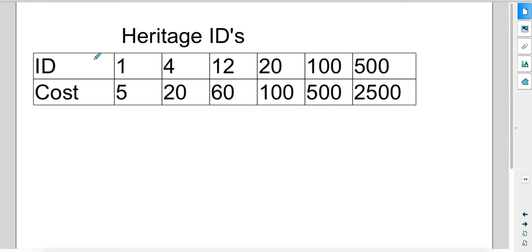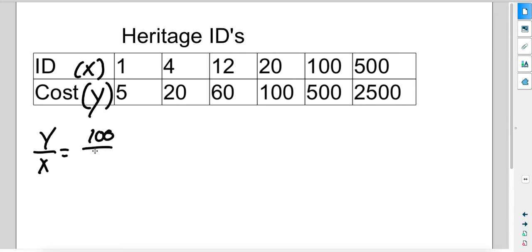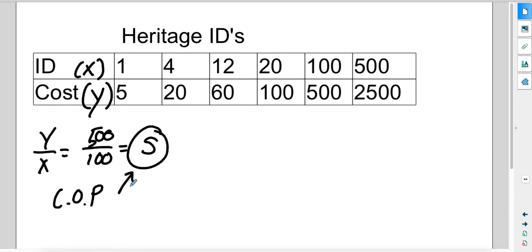So in this example, x is going to be the number of IDs. This is my independent variable. y is my cost. And I can pick any of these pairs. I'll just pick 100, so y over x. My y value is 100. My x value is 100. My y value is 500. My x value is 100. And if I divide this, I'm going to get 5. So my COP just by itself would be 5.